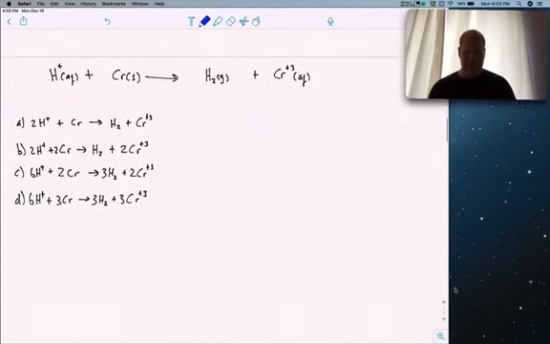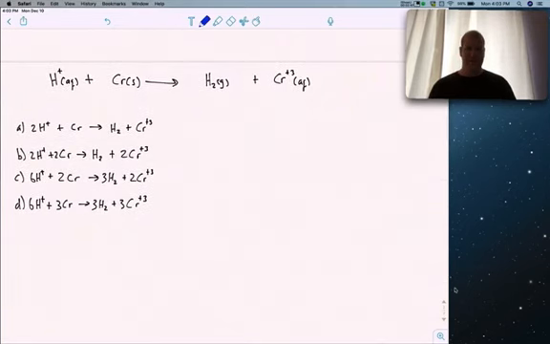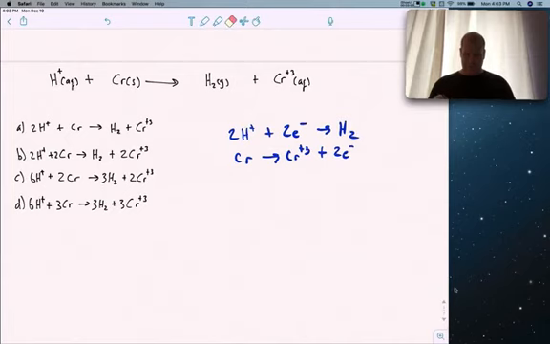So let's see if you can solve this one. So pause it if you want. If not, here is the half reaction. It's going to be 2H+ plus 2 electrons yields H2, because hydrogen is a free element that's got all its electrons, and chromium goes to chromium 3+ plus 3 electrons. And we have 2 and 3, so this is going to be 3, and this one's going to be 2. So then you have 6, 2, 3, 2, like so.